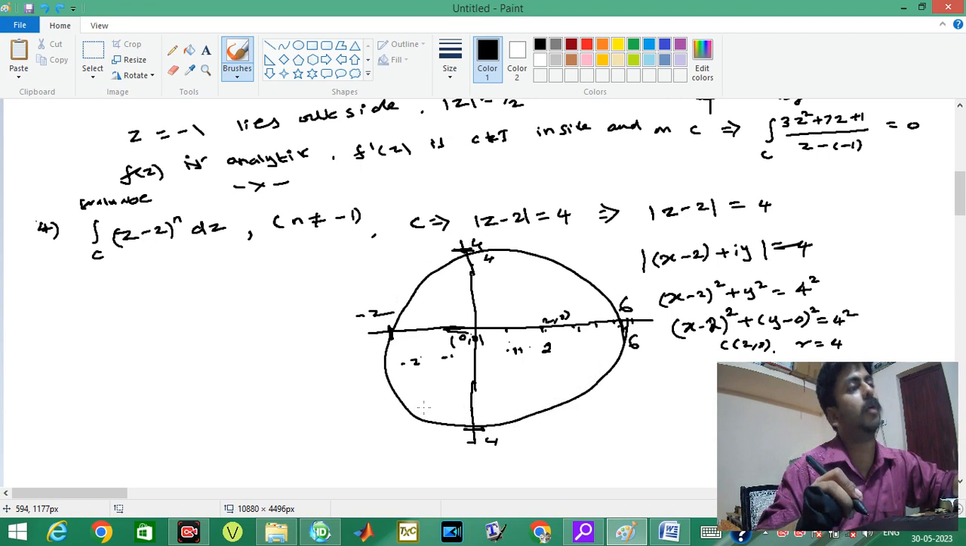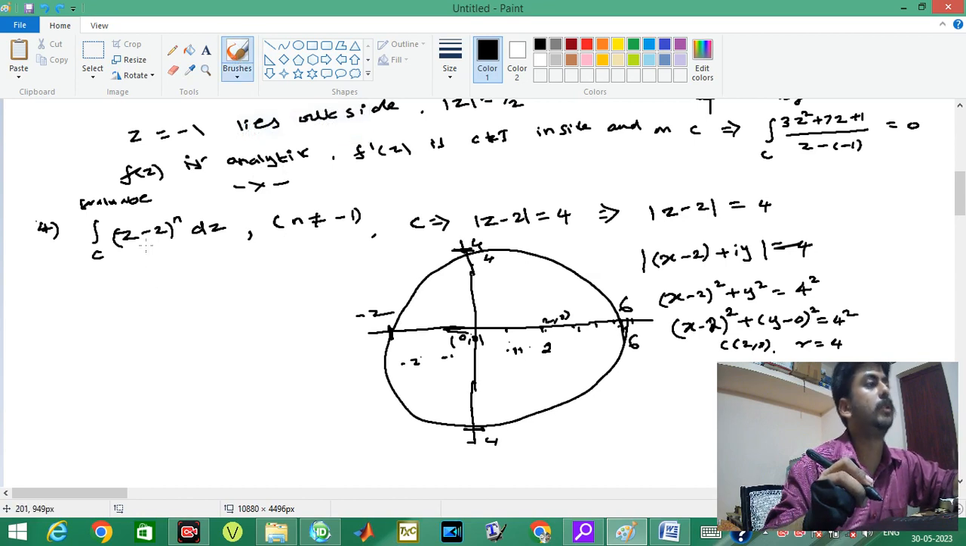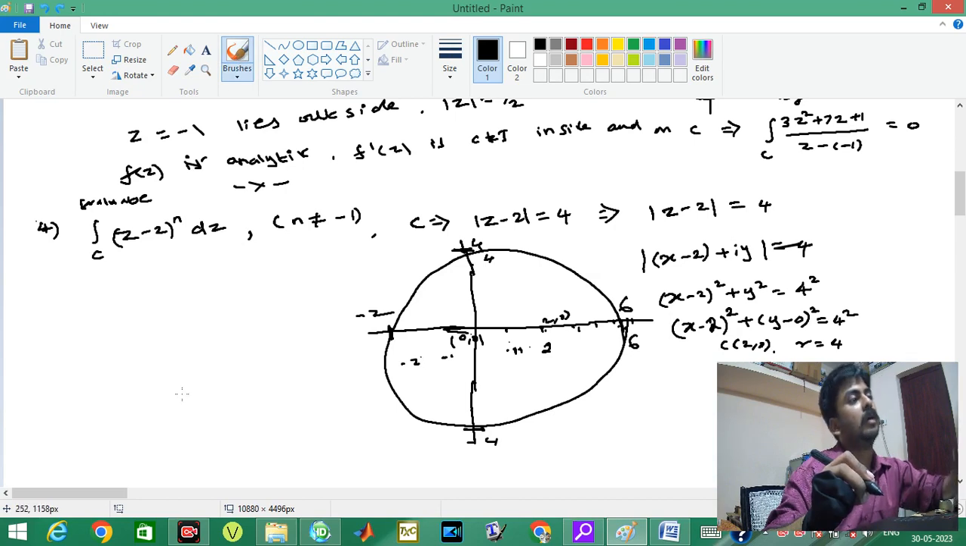Now they have given (z minus 2) whole power n. So it is not possible to predict what that function is. What is the denominator? They have given n is not equal to minus 1, but n may be minus 2 or minus 3, whatever it is. Since n is not equal to minus 1, definitely n will not become minus 1, so the denominator will not become z minus 2.